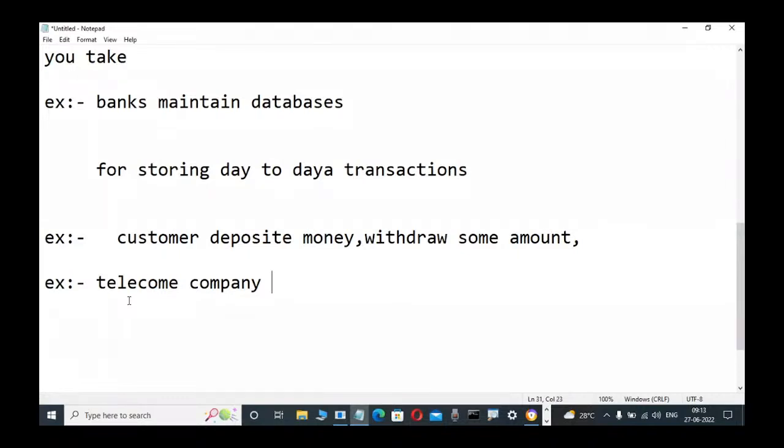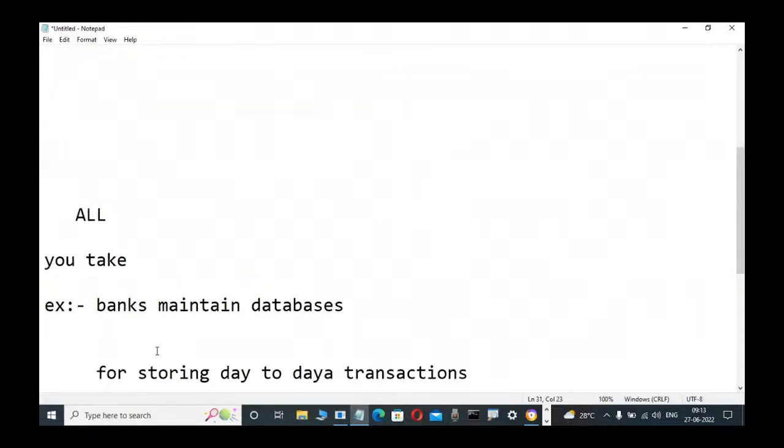Suppose whenever festivals are coming, they are giving 15%, 30%, 20% offers. But all those details are available in databases. Suppose in Google, you are typing any information, that information is retrieved from databases. That's why there are so many examples.